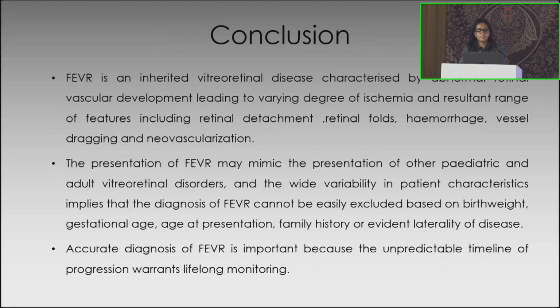To conclude, FEVR is an inherited vitreoretinal disease characterized by abnormal retinal vascular development leading to varying degrees of ischemia. The presentation mimics other pediatric and adult vitreoretinal disorders, and the wide variability in patient characteristics implies that the diagnosis of FEVR cannot be easily excluded based on birth weight, gestational age, age of presentation, family history, or evident laterality of disease. Accurate diagnosis of FEVR is important because the unpredictable timeline of progression warrants lifelong monitoring.